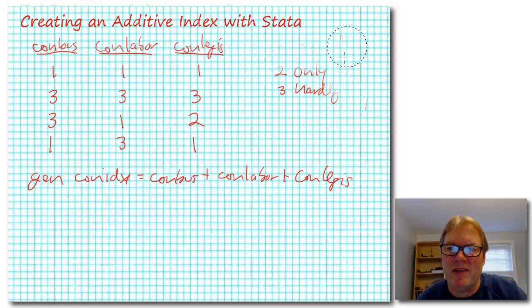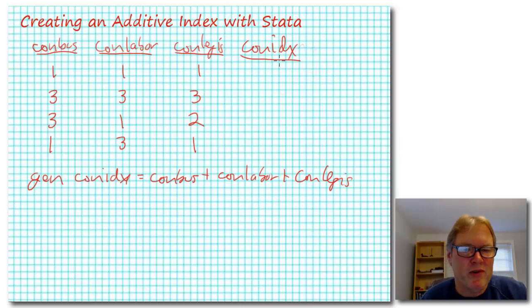I'm going to make a little more room up here at the top, and let's go ahead and plug some values in to see if we understand what's going on. Our new variable is going to be called CONIDX, confidence index. And if we were to use this generate command, our first respondent would be given a score of 3. Our second respondent would have a score of 9, 6, and 5.